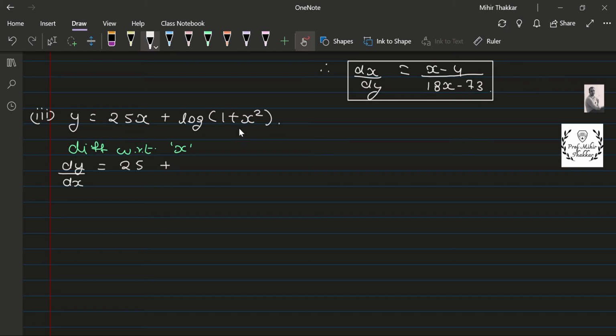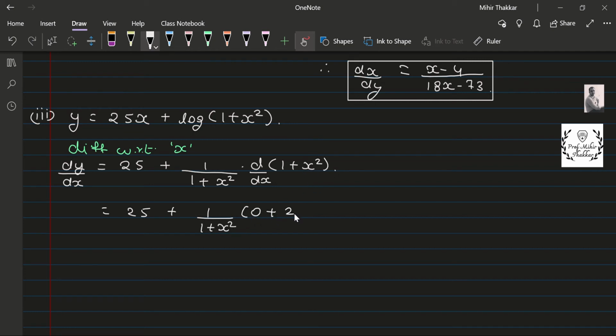Again we use the formula for log f(x), which we applied in the previous case. So 1 upon 1 plus x square into derivative of 1 plus x square. So in this case 25 remains there, 1 upon 1 plus x square, and derivative of 1, which is 0, derivative of x square, which is 2x. Again we will take LCM like we did in the previous case.